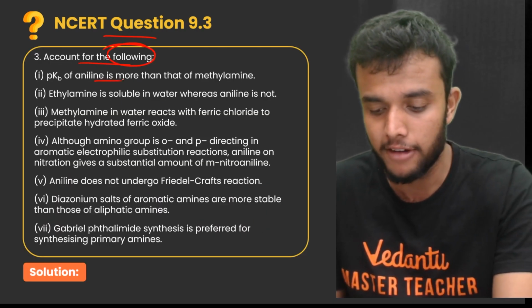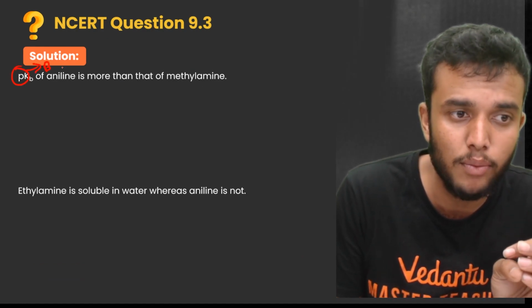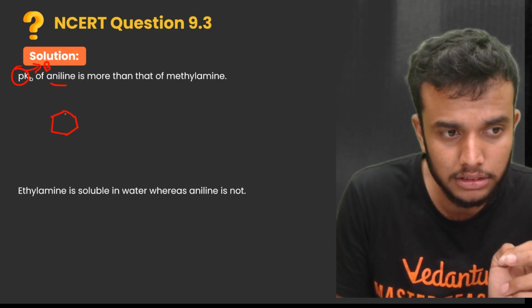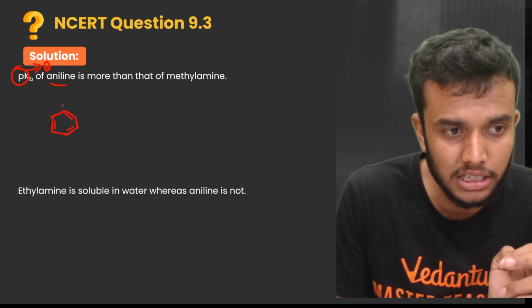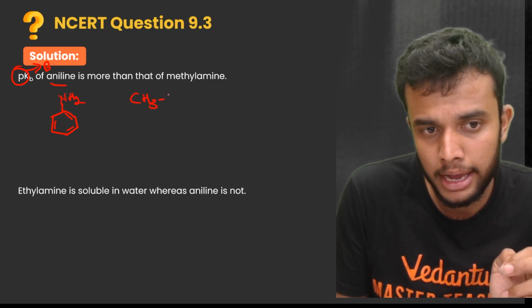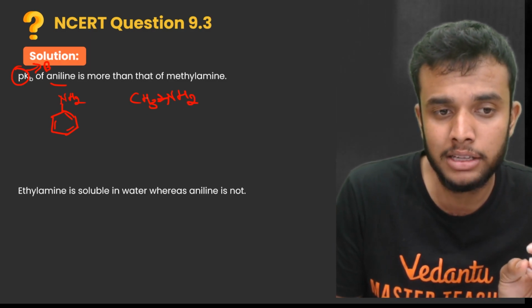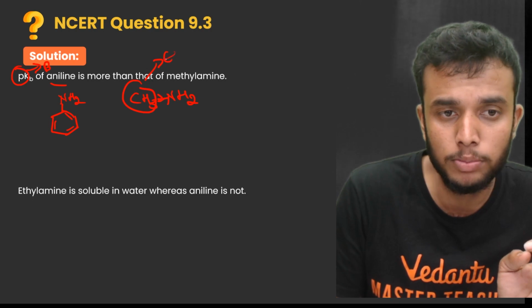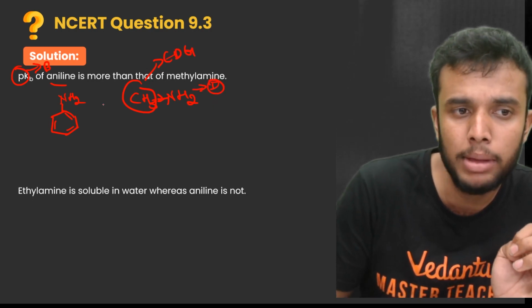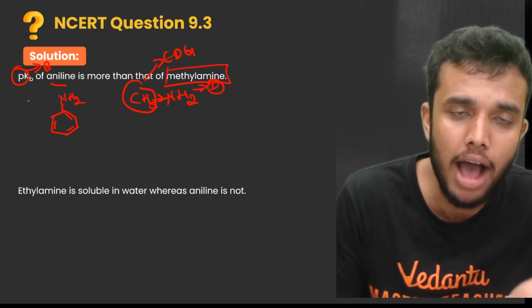We need to account for the following. First one: the pKb of aniline is more than that of methylamine. pKb is nothing but the basic strength value. What is the structure of aniline? The structure of aniline is this, right? And methylamine is this one. Students, the CH3 group is an electron donating group, that's why it shows a positive I effect. That's why the pKb value of methylamine is lesser than the pKb value of aniline, right?